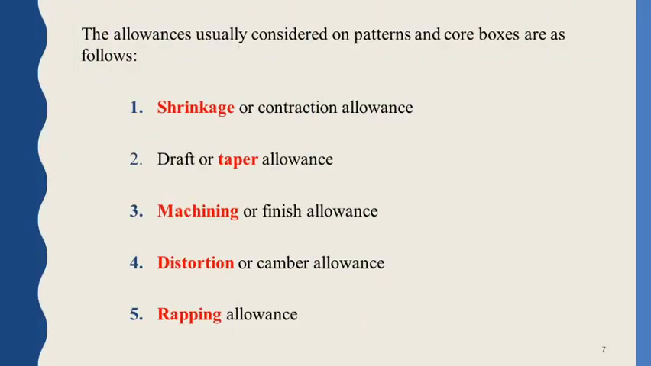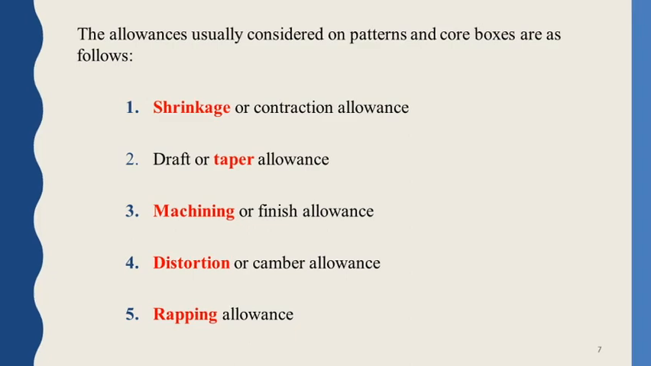So the major kinds of pattern allowances are: first one is shrinkage allowance, also called contraction allowance. Second one is draft allowance, also called taper allowance. Third one is machining or finishing allowance. Fourth one is camber or distortion allowance, and the last one is the warping allowance. We will discuss each one in detail.